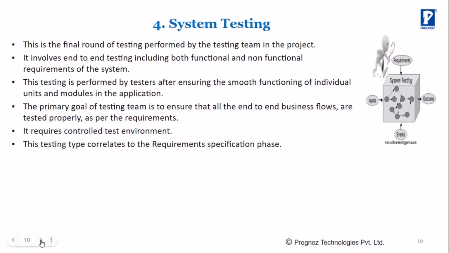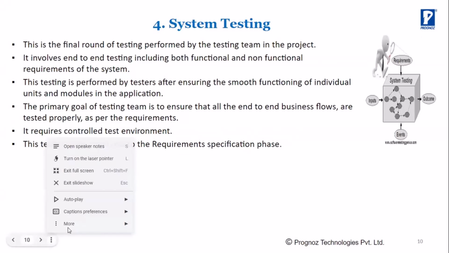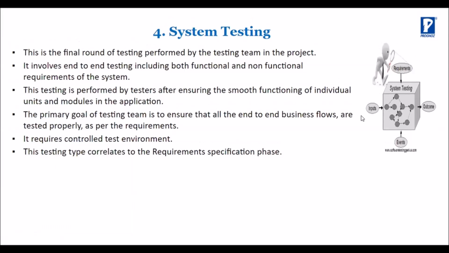So here, this is the fourth and the final round of testing. What input you provide, the process will happen based on the instructions, based on the requirements, and you will receive the output. So if you see the diagram here, so here if you see requirements. So for this phase, you can refer requirement document, right? So in requirement document, what you have mentioned, you can refer that.